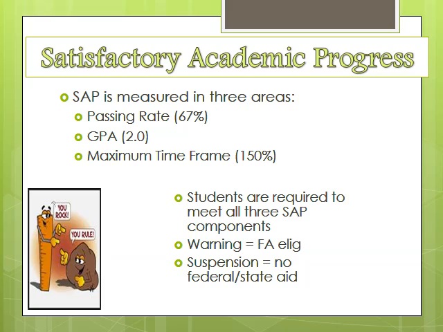Satisfactory academic progress. SAP is measured in 3 areas: passing rate, which is 67%, GPA, which is 2.0, and maximum time frame rate, which is 150%. Students are required to meet all 3 SAP components. Upon failing it the first time, they are placed on warning, and they remain eligible for financial aid. However, if they fail it a second time consecutively, they will go on suspension and not be eligible for federal or state aid, with the exception of maximum time frame. The first time you fail that, you will automatically be placed on suspension, so there's no warning period for that particular flag.